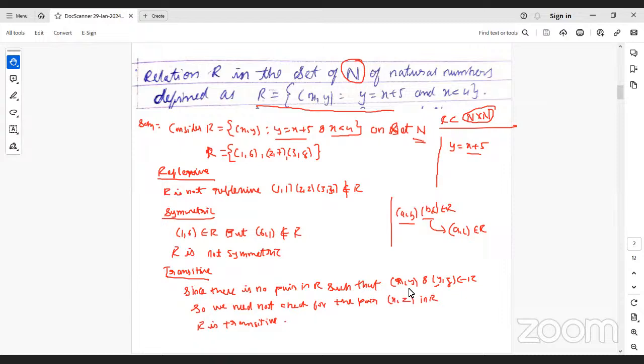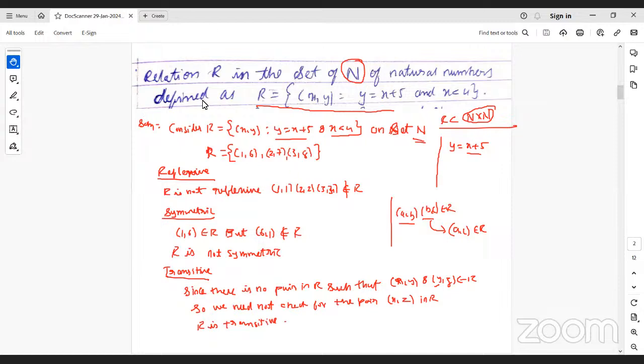Here the ordered pairs (x, y) and (y, z) are not formed in R. So the output, that is (x, z), such an ordered pair also can't be properly checked here. So because of that R is transitive. Okay, this is question number 2.